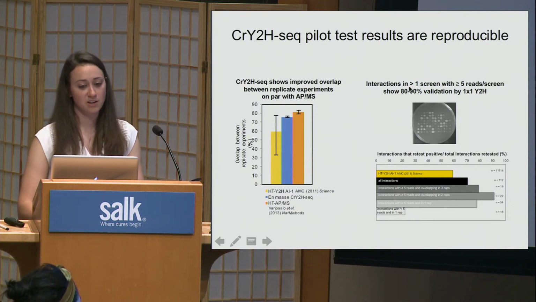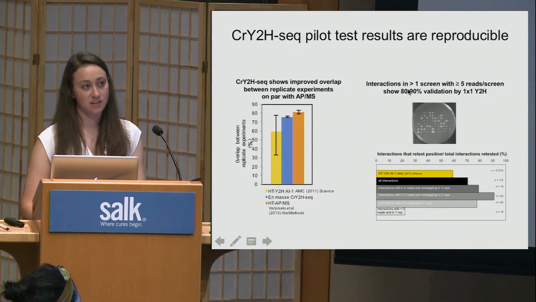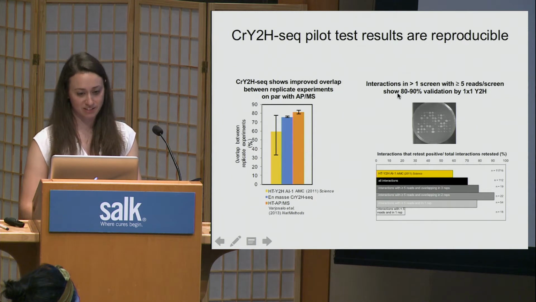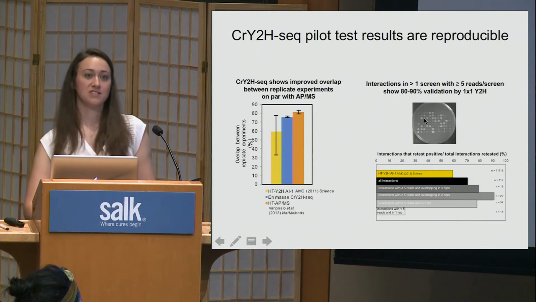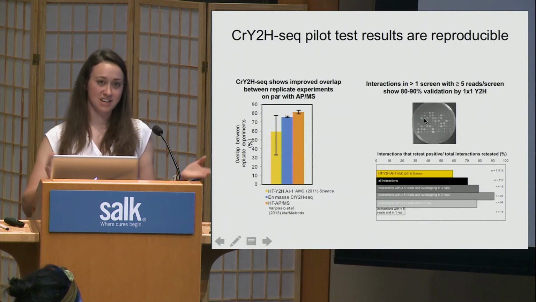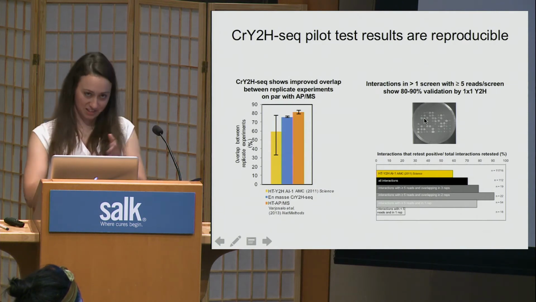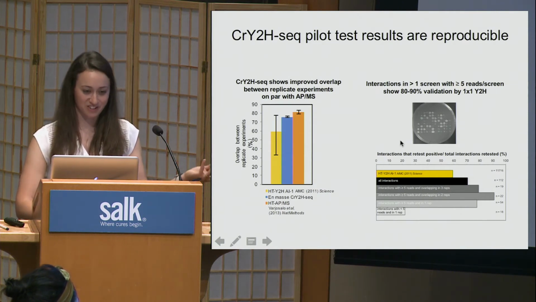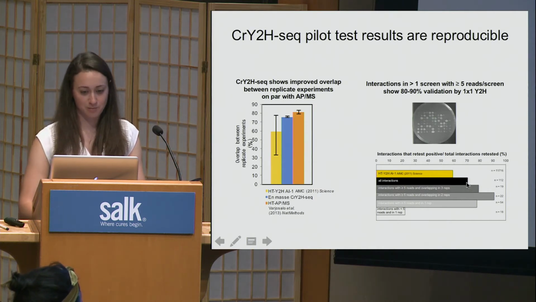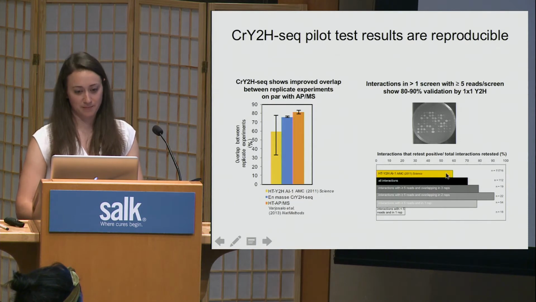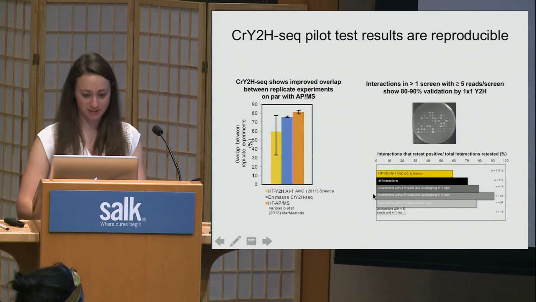And I also saw that interactions in more than one screen with greater than or equal to 5 reads in each screen showed 80 to 90% validation in a 1-against-1 yeast two-hybrid retest. So I took the positive interactions I detected and put them in this 1-against-1 test to see how reproducible they are. And it turns out that they are more reproducible than the traditional yeast two-hybrid.